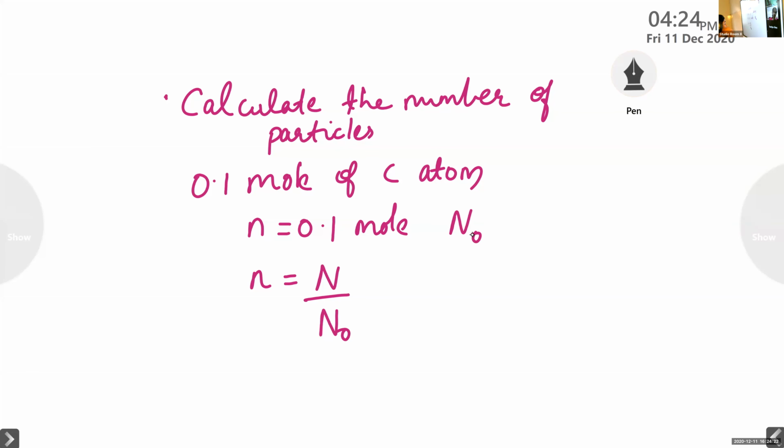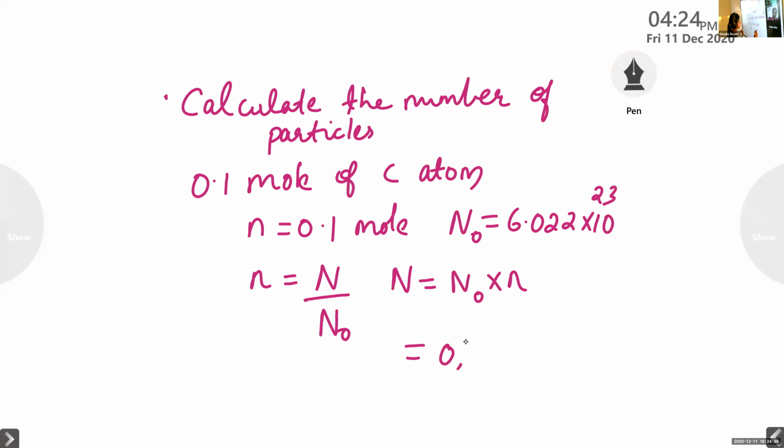Okay, it's okay. You told me like this, right? N0 into n. Yes, ma'am. Okay, that's fine. So it becomes 6.022 into 10 raised to 23 into the value of n, which is 0.1. So find out that answer. Okay. It's after the class.